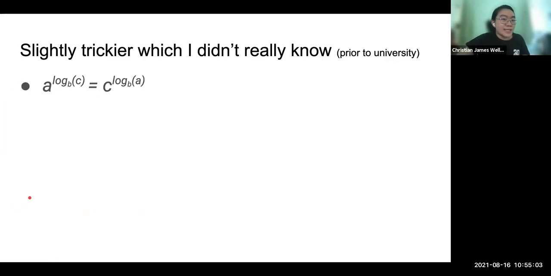Here's also another one that's interesting, I think. So you have a power log base b of c. You can kind of flip this c and flip this a over here. Okay, I thought that was really interesting. I didn't really expect this at first. So you can flip them. And so if you're not convinced, try proving it.